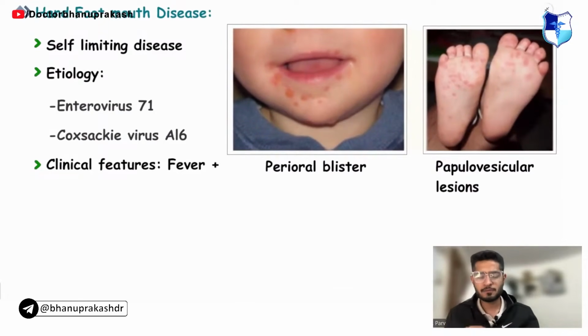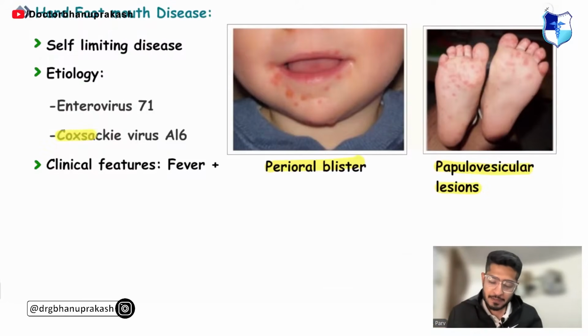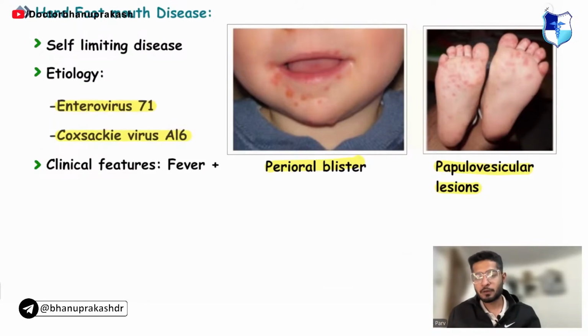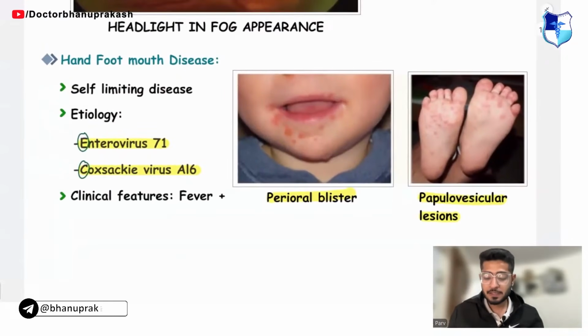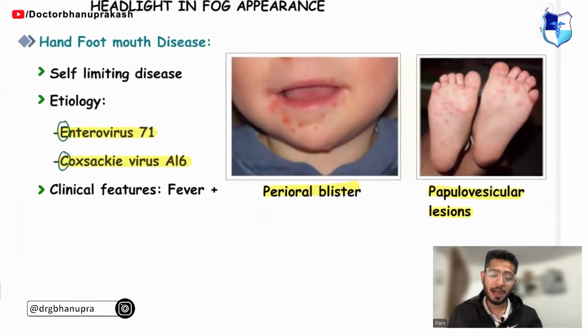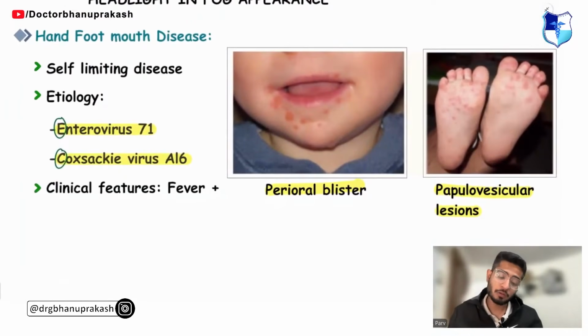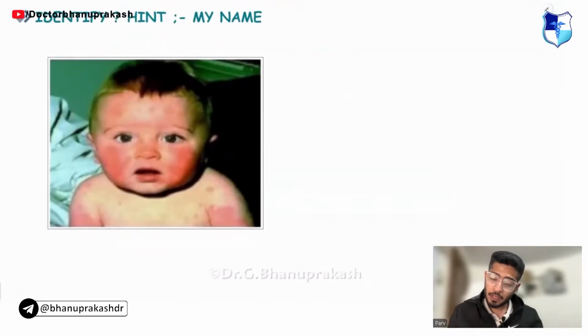This was once asked in your FMGE, so I'm just quickly taking it. You will have blisters in the mouth and some skin lesions in the foot also. The etiology was actually asked. This is Coxsackie virus A16 and enterovirus, which you have to understand. Both of these are important, so you have to remember this. Hand, foot and mouth disease.